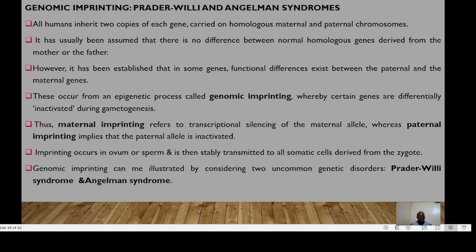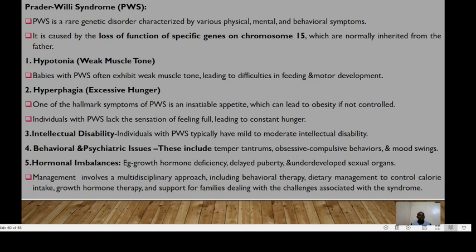the Angelman syndrome. When you look at the Prader-Willi syndrome, this is a rare genetic disorder characterized by various physical, mental, and behavioral symptoms. It's caused by loss of functional specific genes on chromosome number 15, which is normally inherited from the father. As a result, the patient will present with weak muscle tone, or hypotonia, where babies exhibit weak muscle tone, leading to difficulties in feeding and motor development.